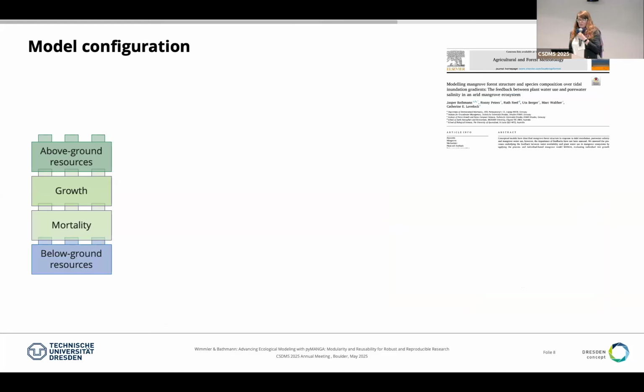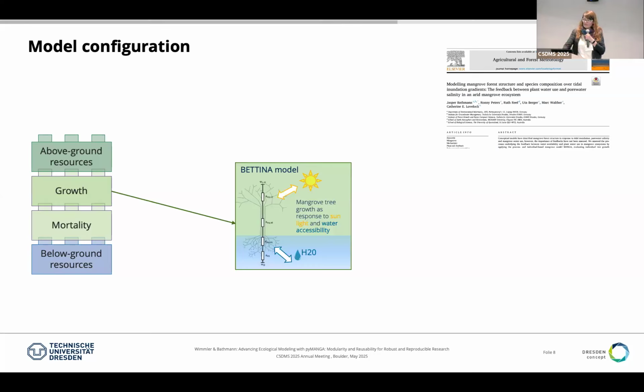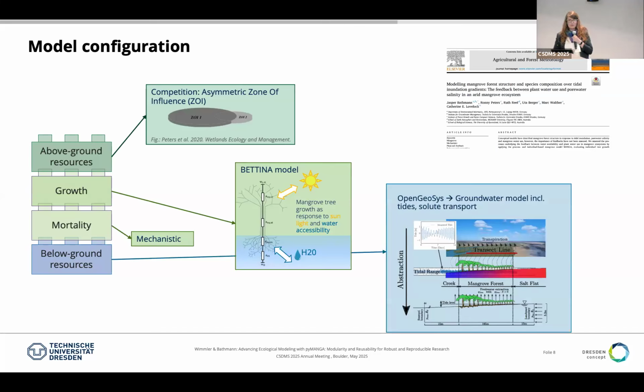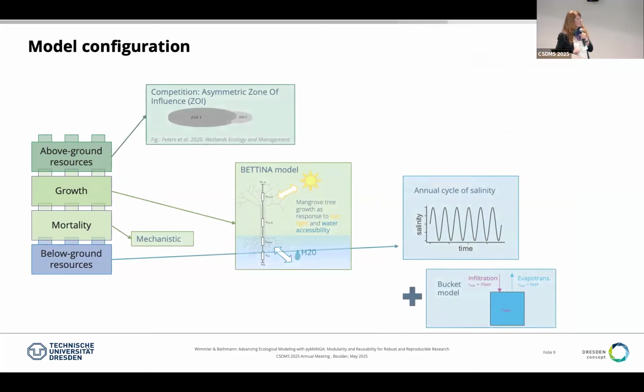So here's an example of such a model configuration that was done by some of my colleagues who wanted to simulate the feedback between tidal dynamics, pore water salinity, and forest dynamics in an Australian mangrove forest. They used the previously mentioned plant growth model, then basic concepts for mortality and the competition for light. And because they were mainly interested in what happens below ground, they used an external numerical groundwater model named OpenGeoSys. This model is quite resource intensive. So for someone who is not so interested in what happens below ground, it can just be replaced by other modules that represent, for example, the tidal dynamics in a much simpler way.